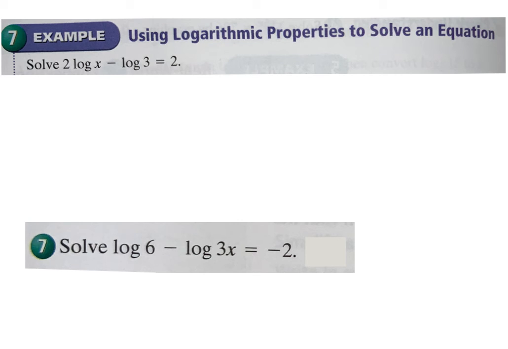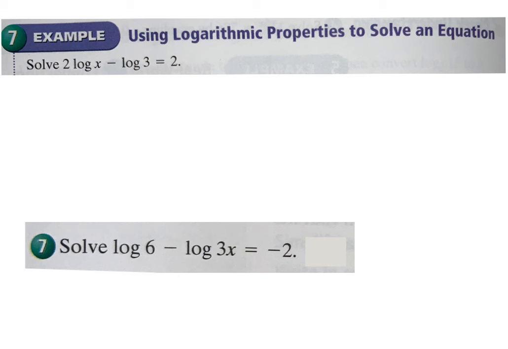All right, so when you have something like this, the problem is you have multiple logs. So you don't want to start out with your base. The only time you want to cancel a base is if you have one log. And I have more than one log here. So I'm going to use my rules of condensing to get it down to one log, and then I'm going to use my base to cancel it out, all right?